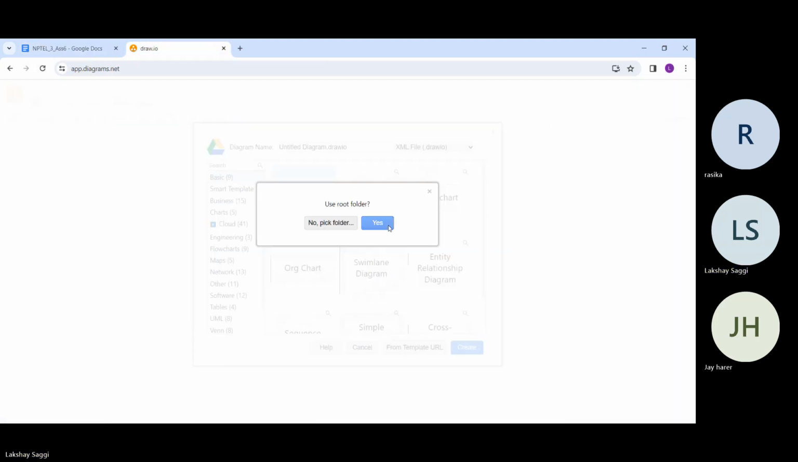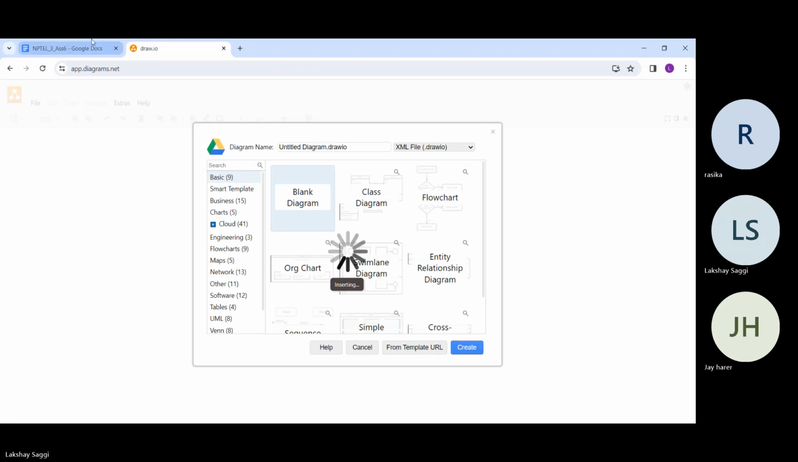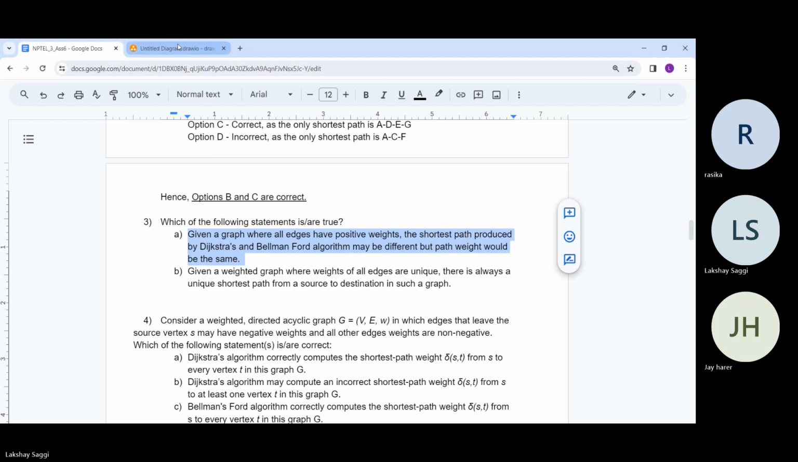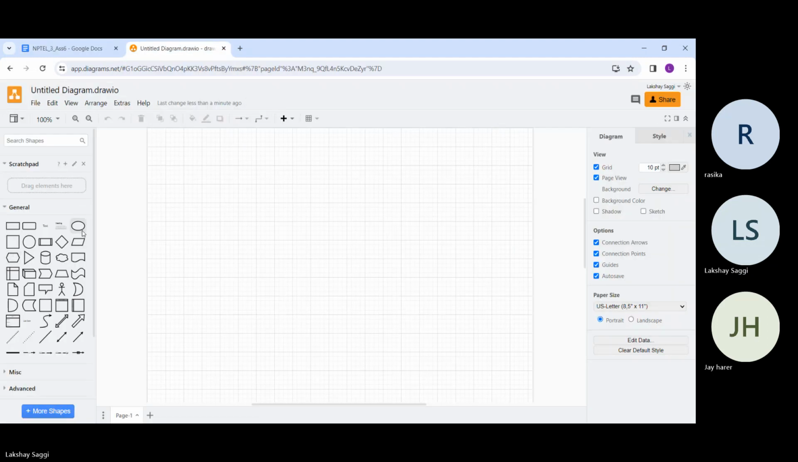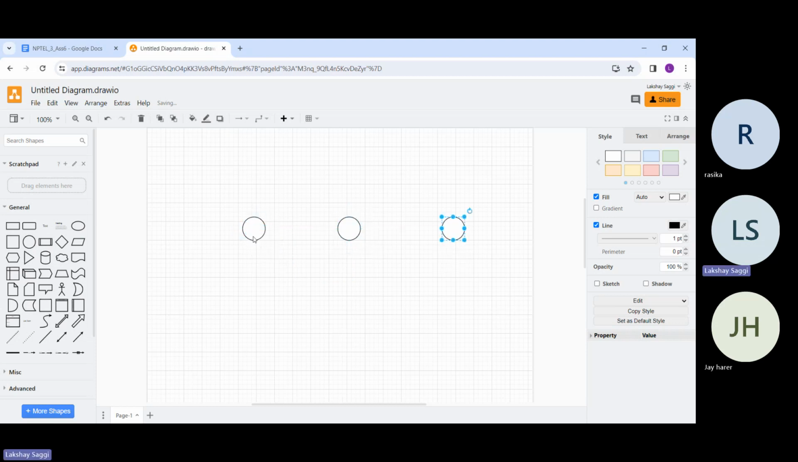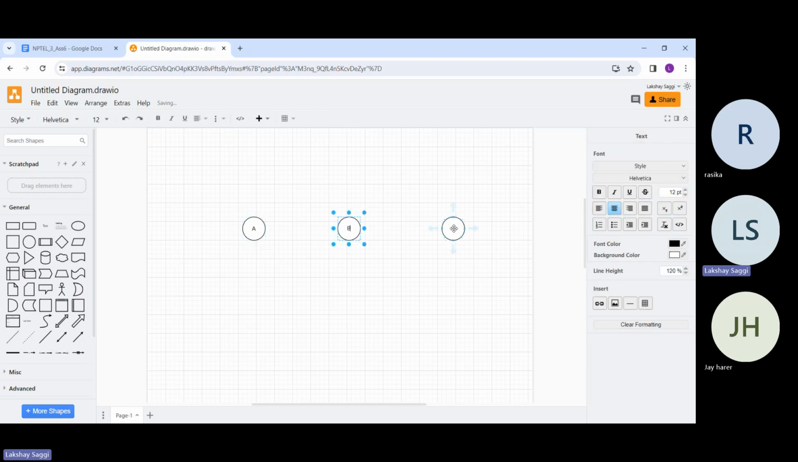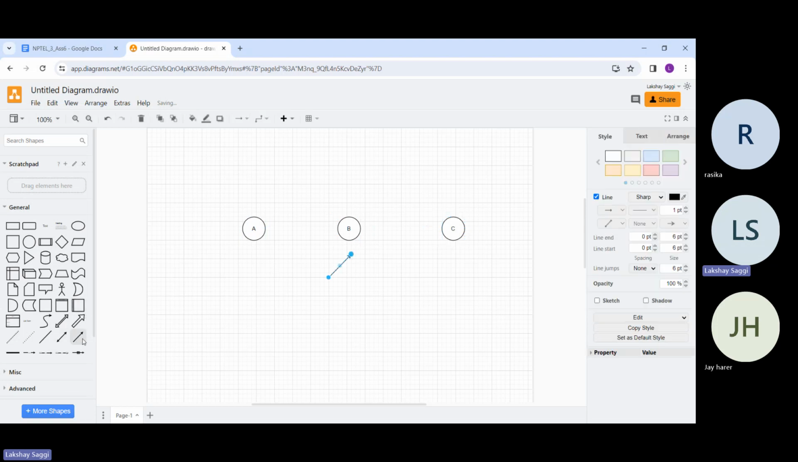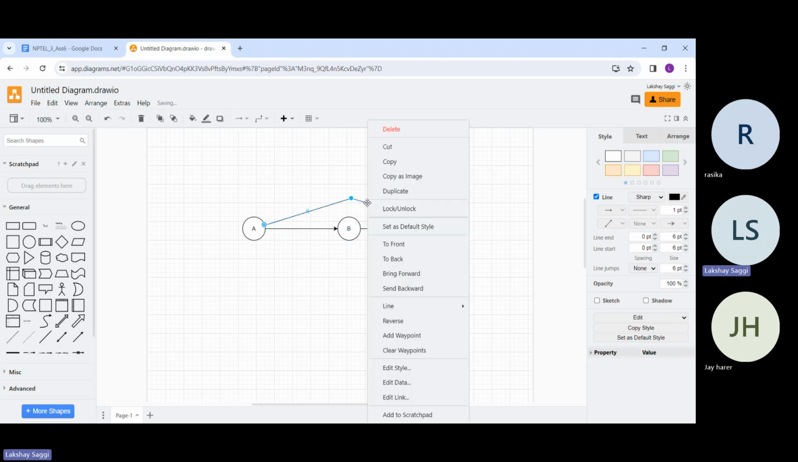I'll just explain this via a diagram. Just consider these three vertices, let's name them A, B, and C. Now suppose we have an edge from A to B. Similarly, we also have an edge from B to C, and also an edge from A to C.